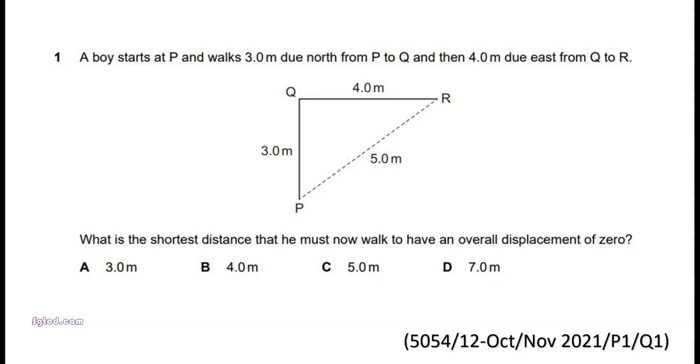Next, we look at a question from Cambridge O Level in year 2021. A boy starts at P and walks 3 meters due north from P to Q, and then 4 meters due east from Q to R. What is the shortest distance that he must now walk to have an overall displacement of 0? For his displacement to be 0, he has to be back at point P. Hence, the shortest distance must be along the path, 5 meters.